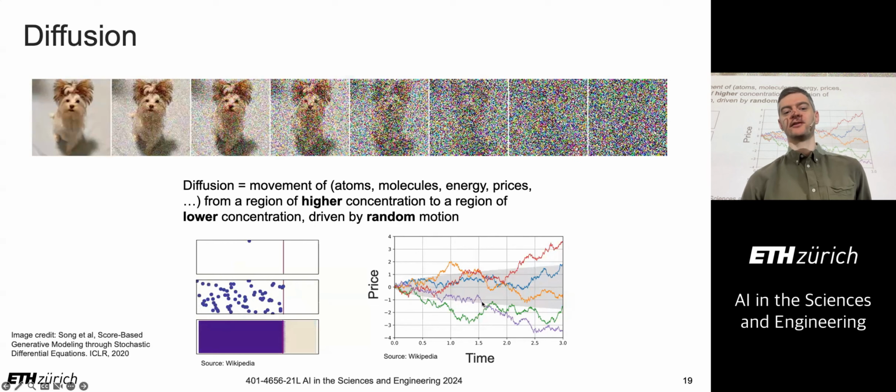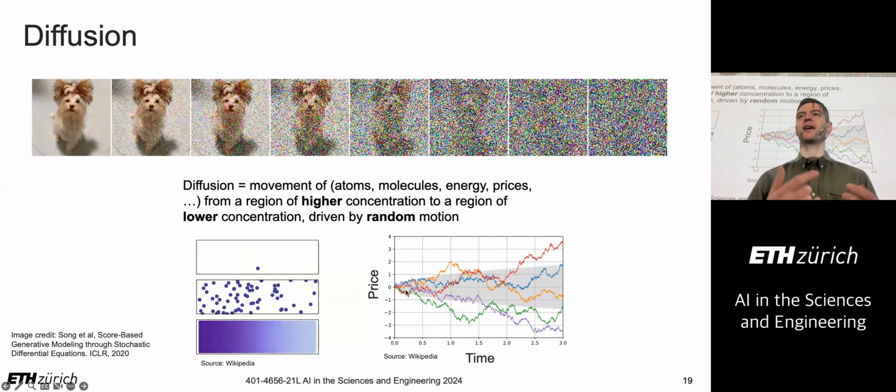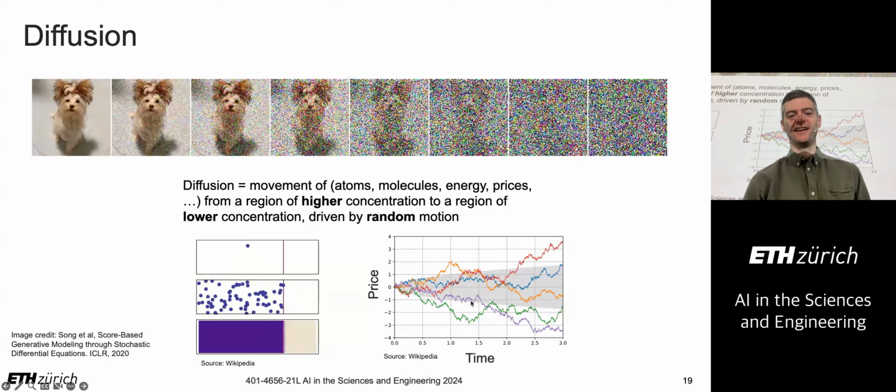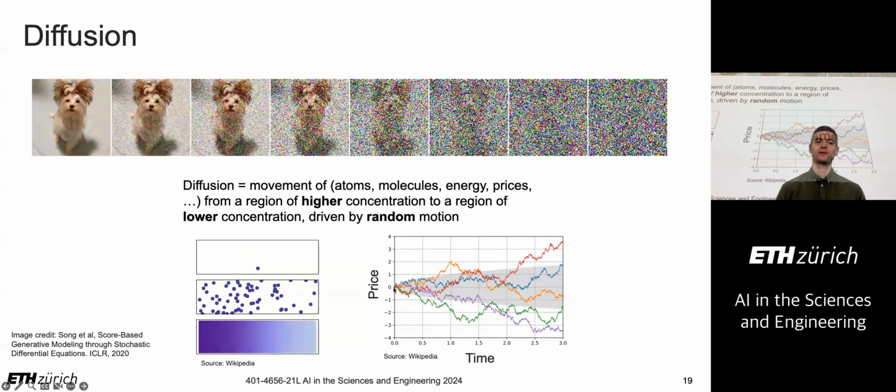People also use diffusion to model other things, such as energy, but also in finance, where we can use diffusion models to model the evolution of stock prices. It's basically saying they evolve randomly from some initial time. So how is it used for images?